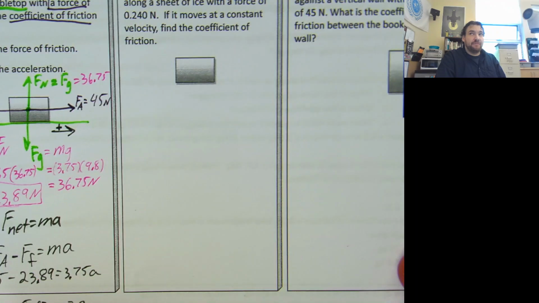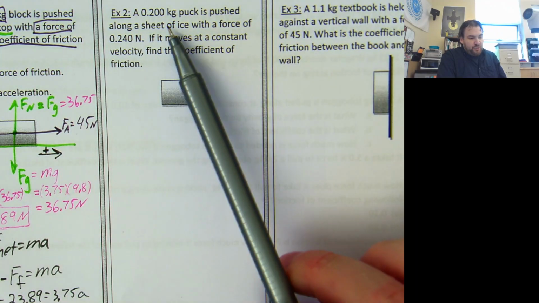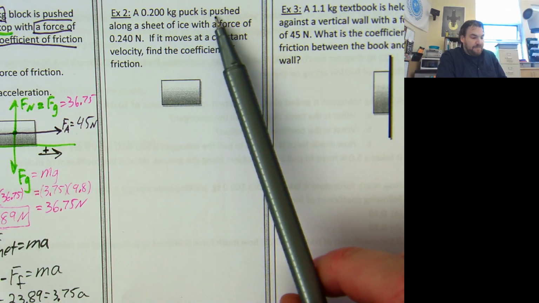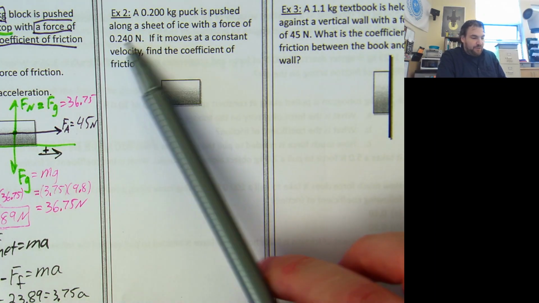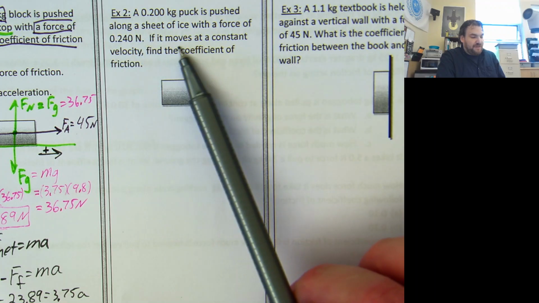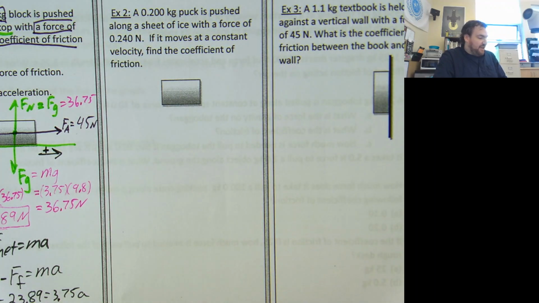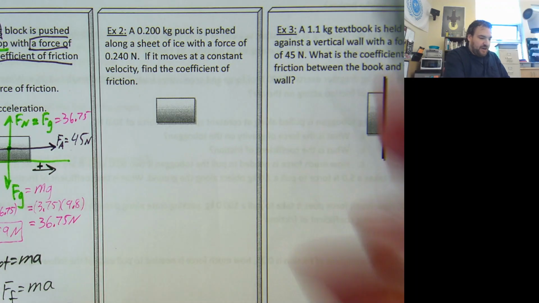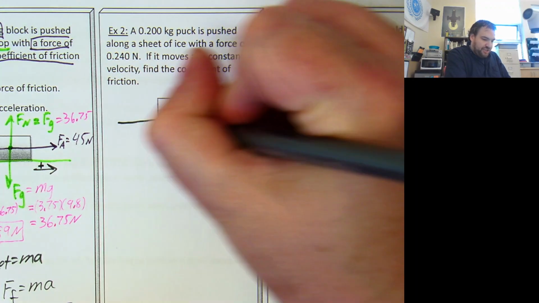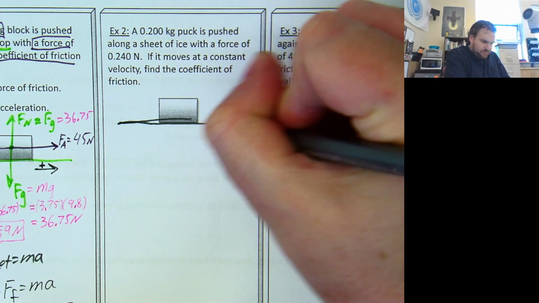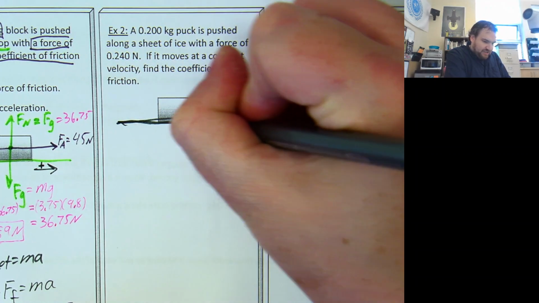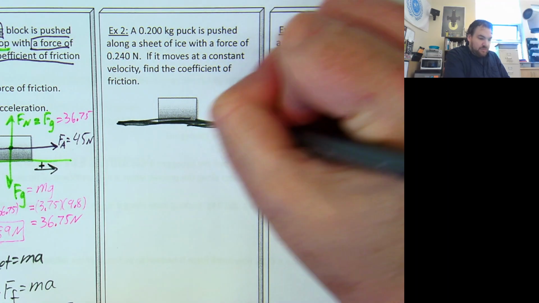Okay, two more examples. I've got a 0.2 kilogram, so 200 gram puck, pushed along a sheet of ice with a force of 0.240 newtons. If it moves at constant velocity, find the coefficient of friction between the puck and the sheet of ice. So we've got a sheet of ice. We know sheets of ice are level.